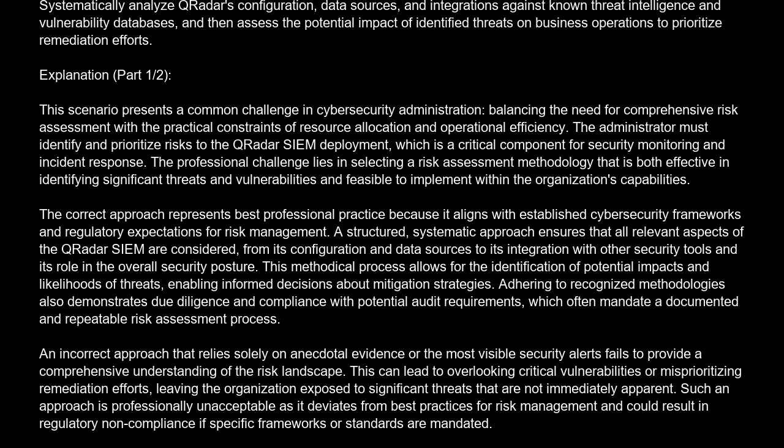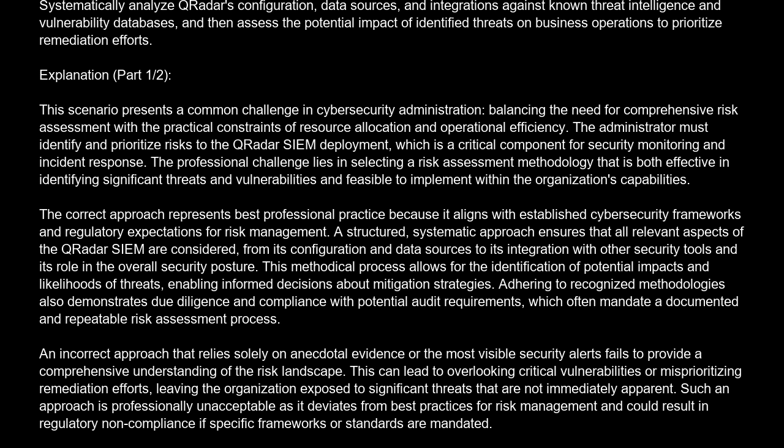The correct answer is B. Systematically analyze QRadar's configuration, data sources, and integrations against known threat intelligence and vulnerability databases, and then assess the potential impact of identified threats on business operations to prioritize remediation efforts.